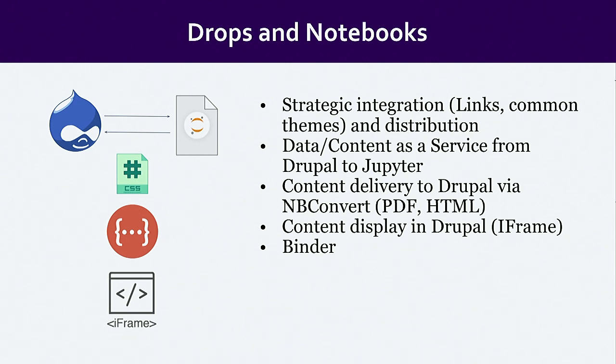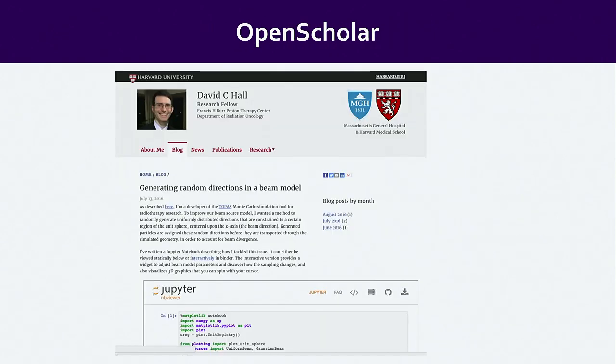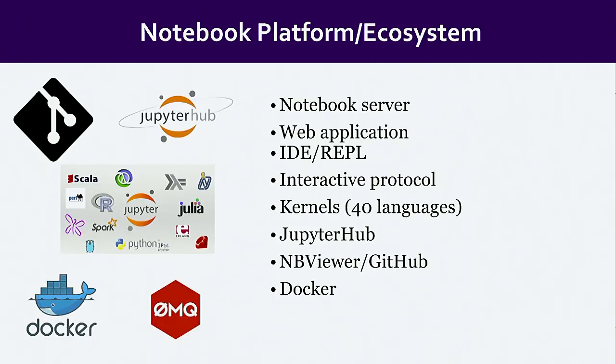A lot of folks are using the iframe to display notebooks within Drupal. This is an example of a notebook that is part of a blog that's maintained by a researcher on the Open Scholar Drupal distribution platform that's used in many universities. The notebook is part of a broad ecosystem, as we saw, that includes GitHub. Notebooks posted to GitHub are rendered dynamically, automatically, with a few limitations.